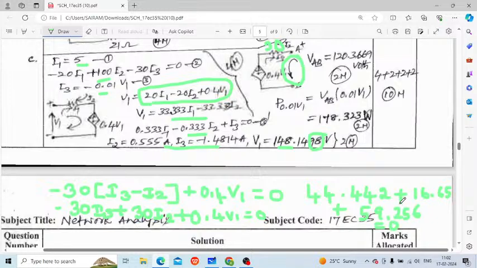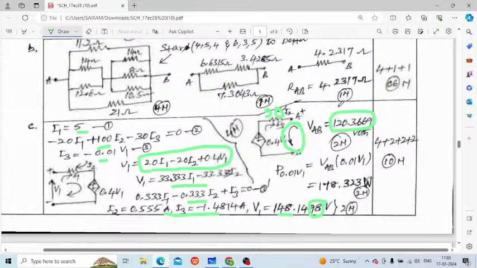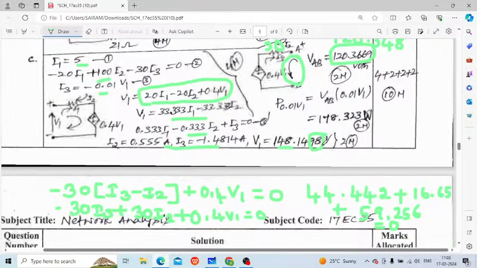Now we have to add these three. It is 44.442 plus 16.65 plus 59.256, which will be equal to 120.348. Here we are getting 120.3669. The difference comes because of the 498 here.